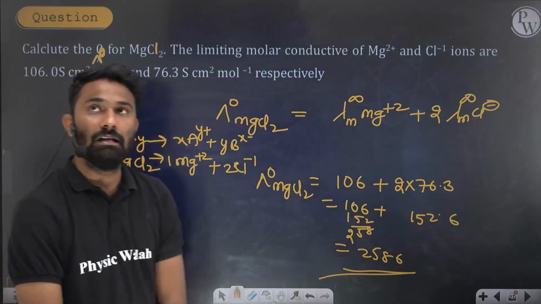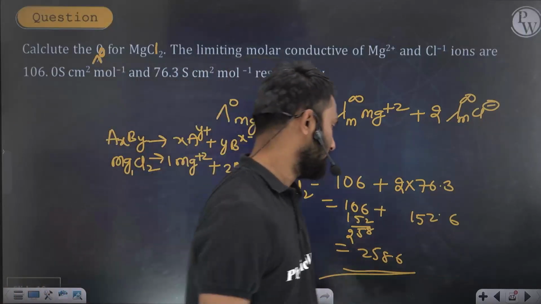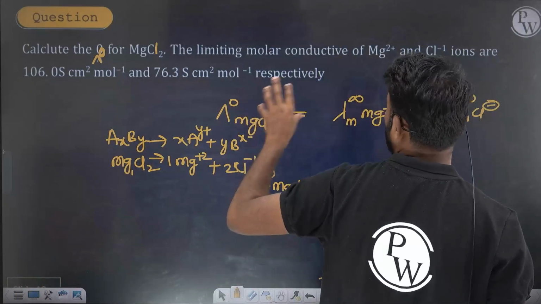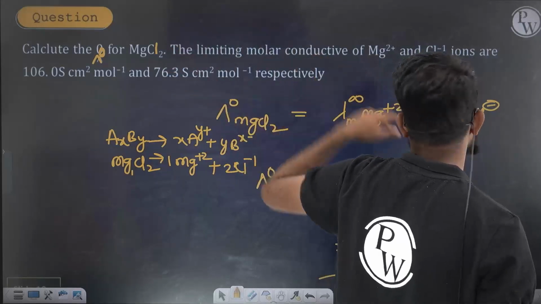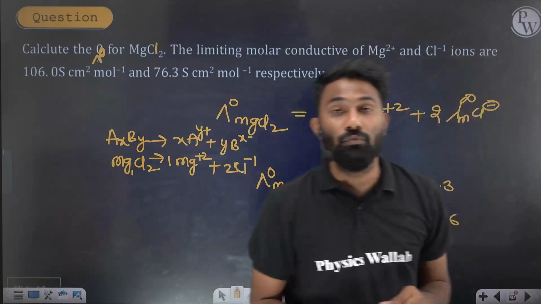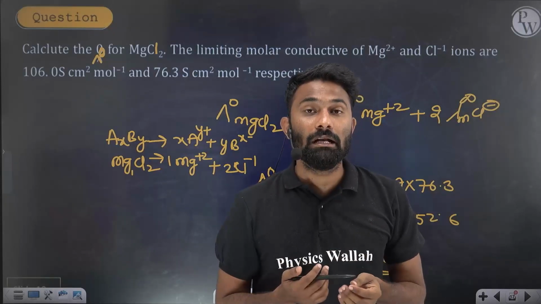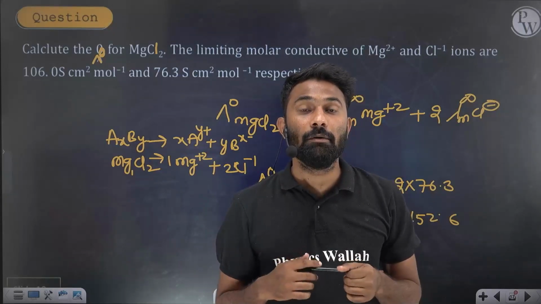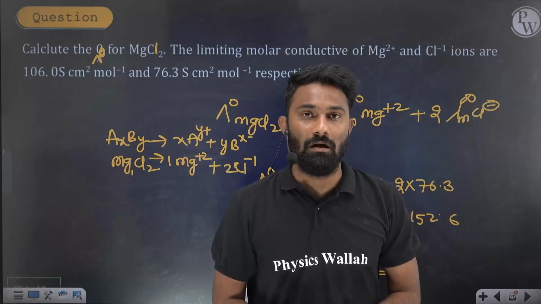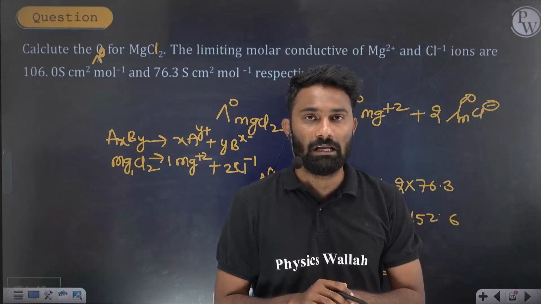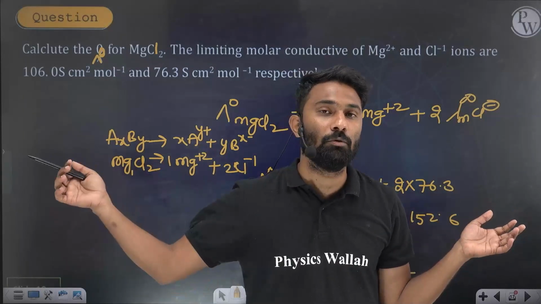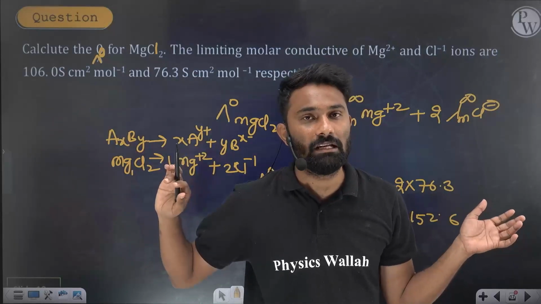So this is the answer for the limiting molar conductance of MgCl2. For a weak electrolyte, the limiting molar conductance can be found with the help of Kohlrausch's law only. For a strong electrolyte, we can calculate it by extrapolation of the graph.